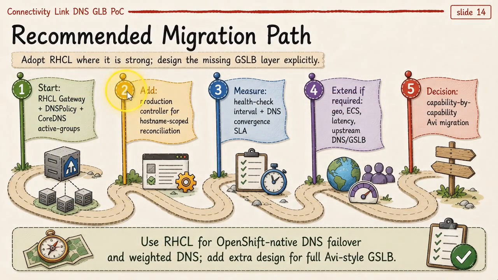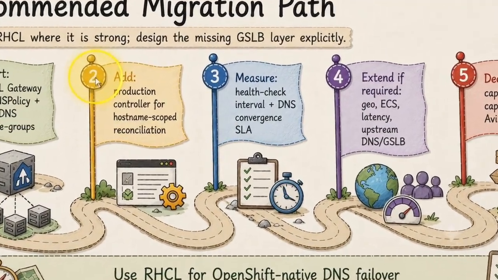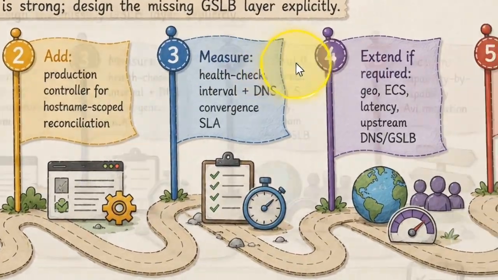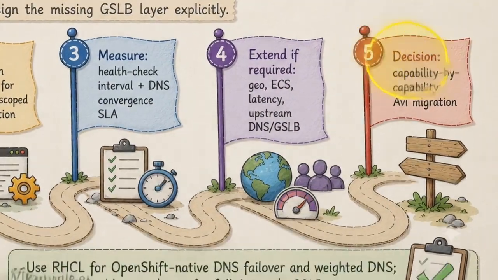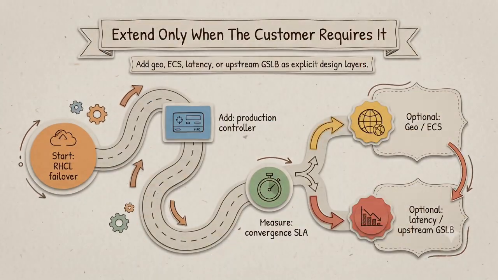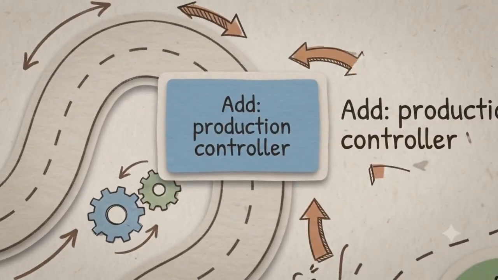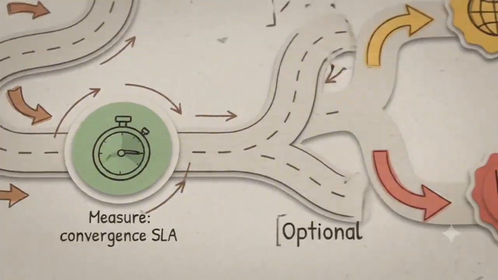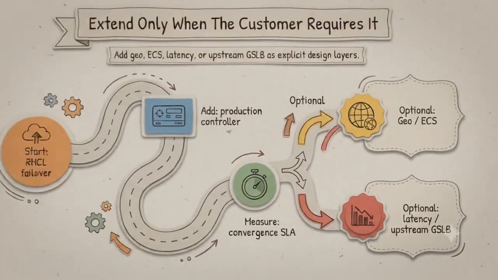First, start with the gateway and clusters. Second, add the production controller. Third, measure intervals and SLAs. Fourth, extend geo and latency. Finally, decide on the Avi migration. Extend only when the customer requires it. Start with failover and add your controller. Then add optional layers like geo or latency.